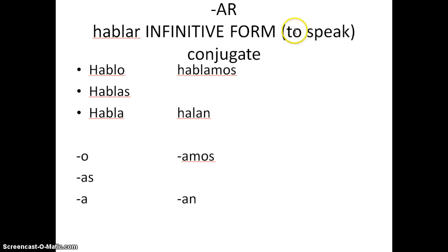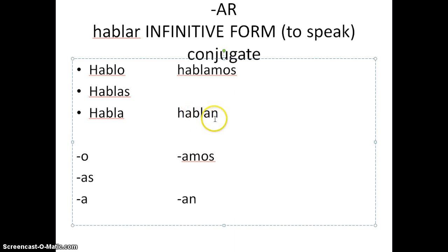In English, we'll put the subject in front. However, in Spanish, when we conjugate a verb, we change the ending of the verb, and by changing the ending of the verb, we give it a subject. For all AR verbs, the endings will be basically the same. O, as, a, amos, an. And each ending corresponds to the subject. This would be yo. This would correspond to the subject tú. This corresponds to él, ella, usted, nosotros, ellos, ellas, which means they, and ustedes, which means y'all.